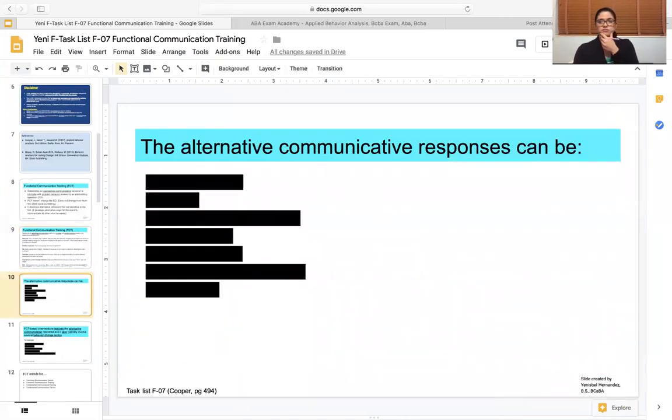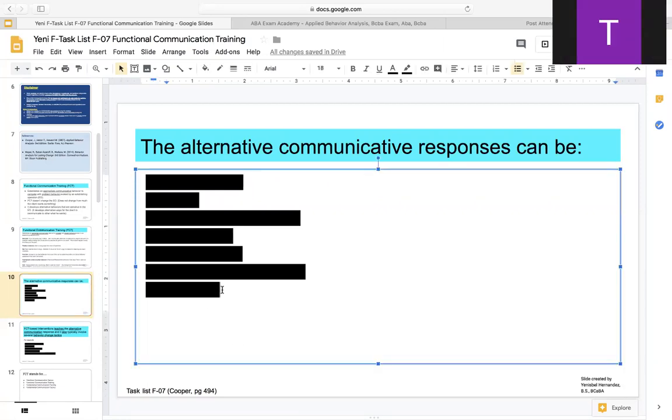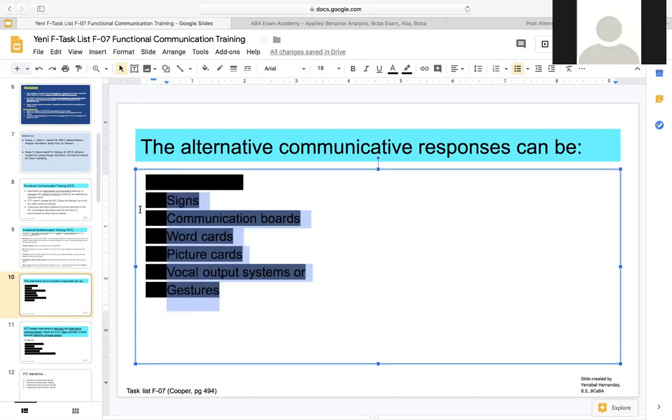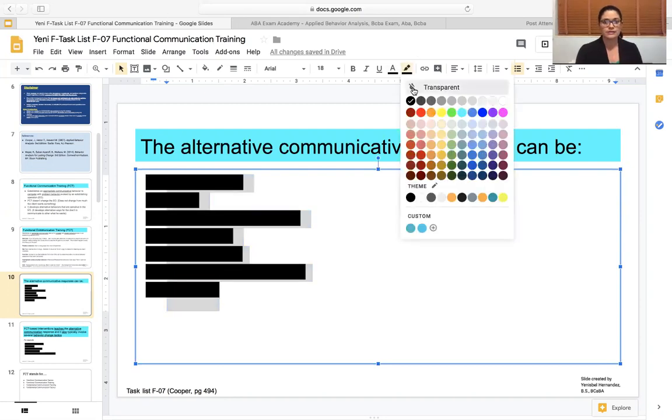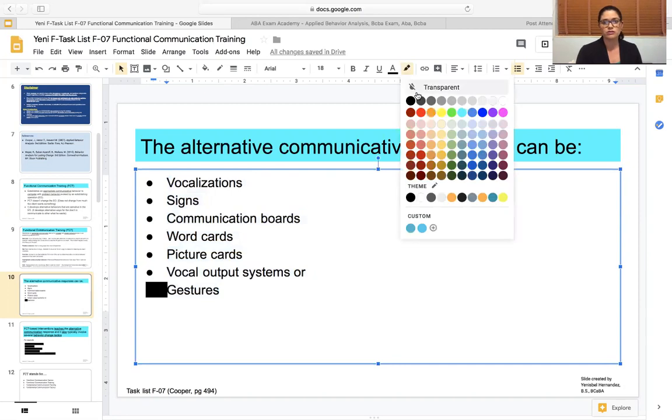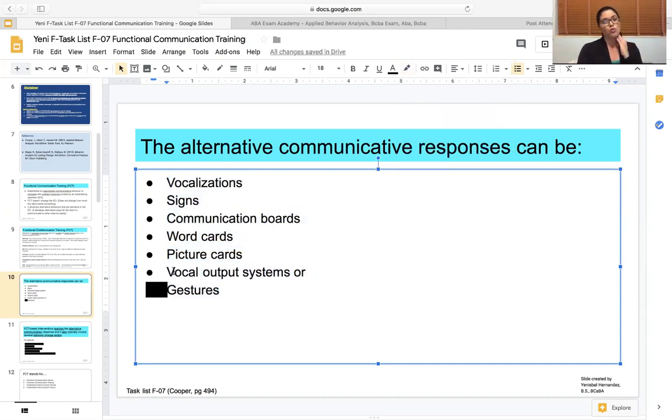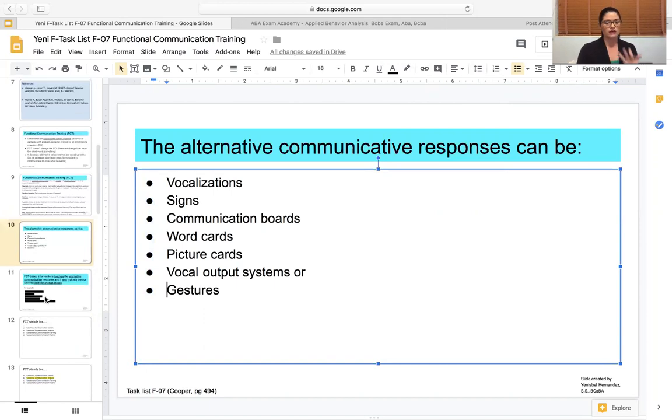Okay, so now let's go to alternative communicative responses. We already talked about him talking. So what other ways can we do it? Does it always have to be vocalization? Does it always have to be words? No. Give me a couple, just to do it fast. Text, signing, sign. Automated communication device? Yes, those are all good. Here is the list that Cooper mentioned: vocalization, signs, communication boards, word cards, picture cards, vocal output systems, or gestures. It's good to keep the list in mind so we don't limit ourselves to vocalization, especially if a child is struggling with it.